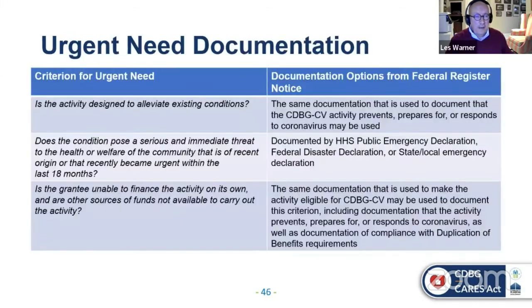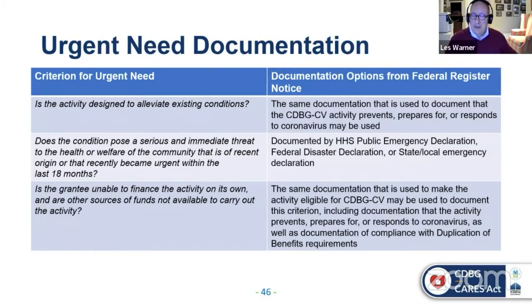All right, let's talk about urgent needs. If we were looking at a chart of our national objectives, we have our LMI, which we know we have to have at least 70% of our funds spent in that way.